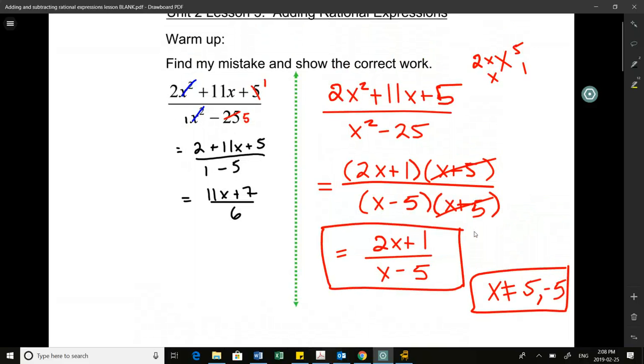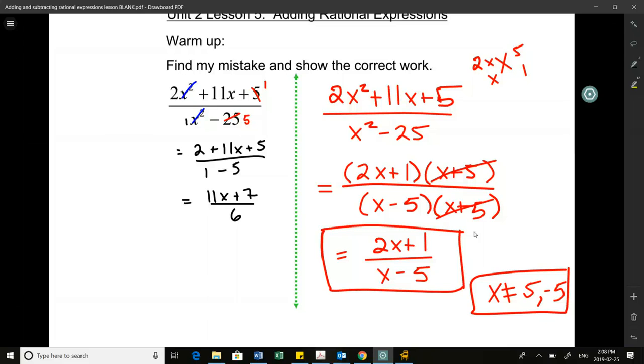Okay, I'm telling you right now, I see this all the time, that people start questions like this. So that's why we're doing this, so that we can make sure that we don't do that.